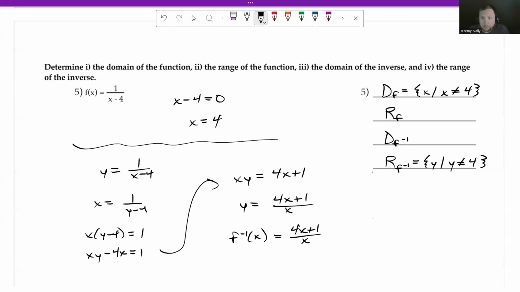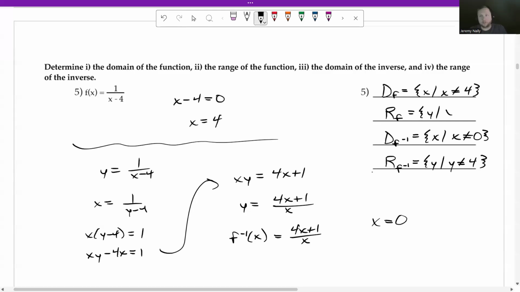And then for the domain, we set x equal to 0 and solve for x, but it's already done. So now the domain of my inverse function is x is any number such that x is not equal to 0. Okay. And then now that gives us the range. And we just do the same thing, but instead of in terms of x, we just write it in terms of y. If you do it all in interval notation, then you don't have to worry about the xy representation.